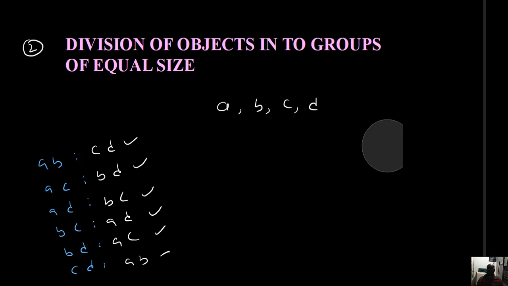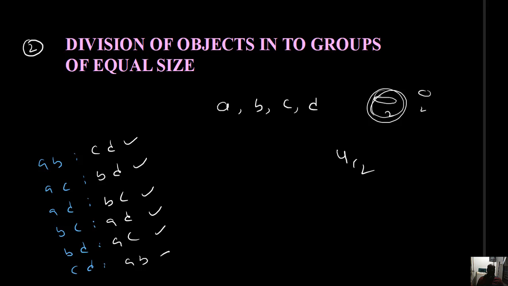So what is the meaning of that? We want to make these 4 elements into 2 groups of size 2 each. First of all, selecting 2 from 4 can be done in 4C2 ways. 4C2 means 4 factorial by 2 factorial into 2 factorial. That is 24 by 2 into 2, which is 6. So 6 ways you can make groups of 2 each. But this answer is wrong.